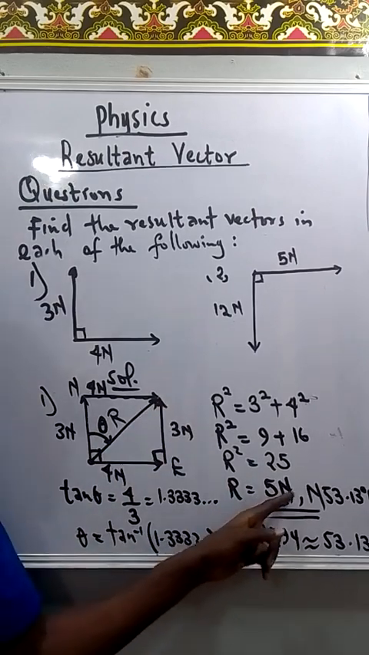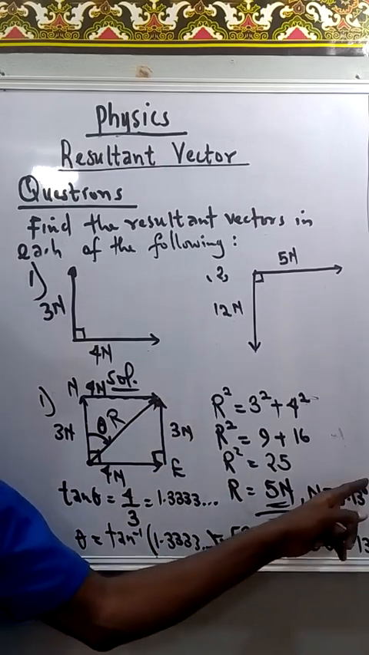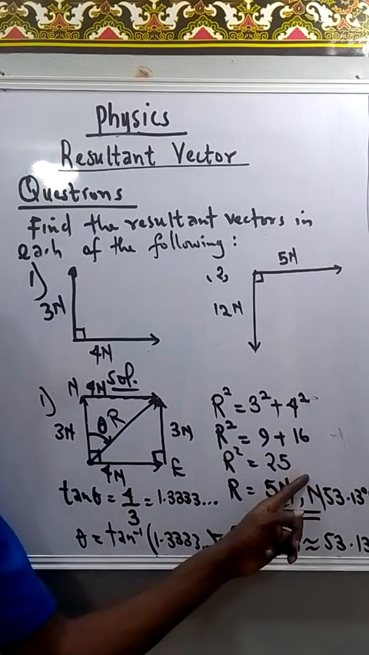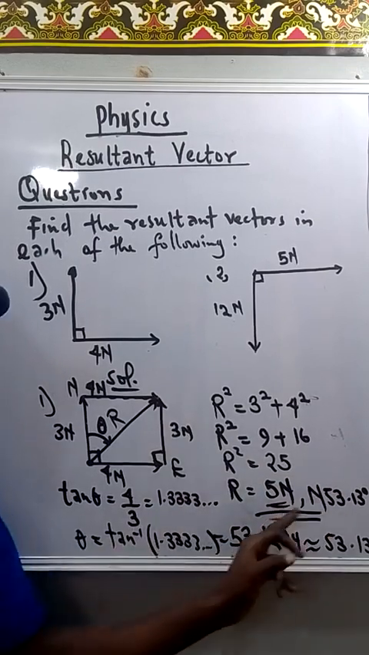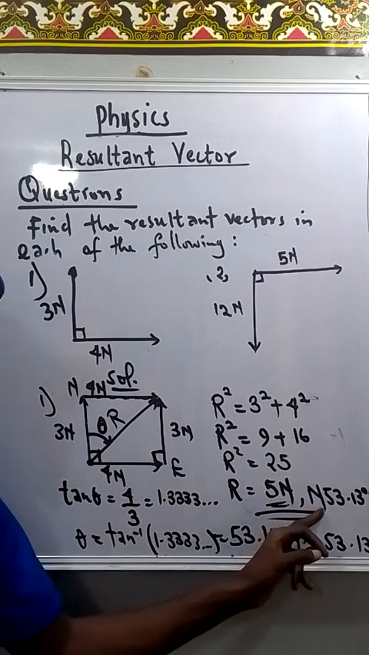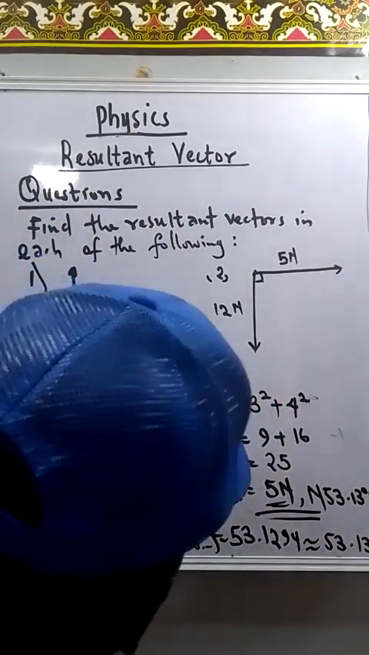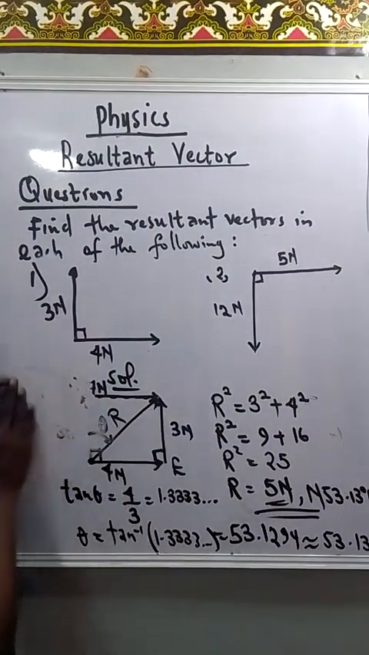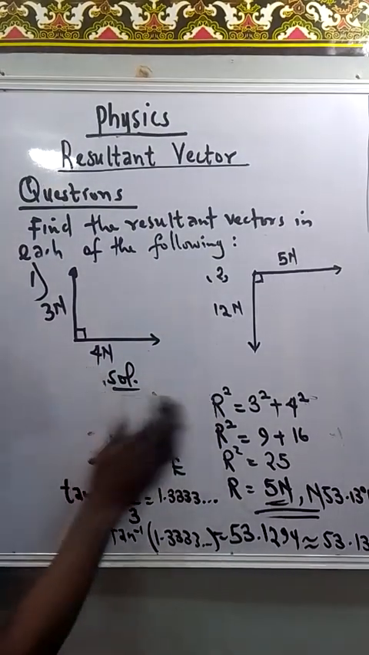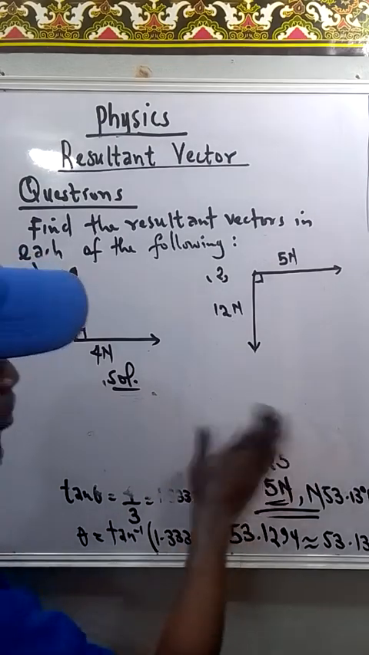5 Newton, 53.13 degrees east of north. Or you just say it the way it is: 5 Newton, north 53.13 degrees east. So let's see the second question.